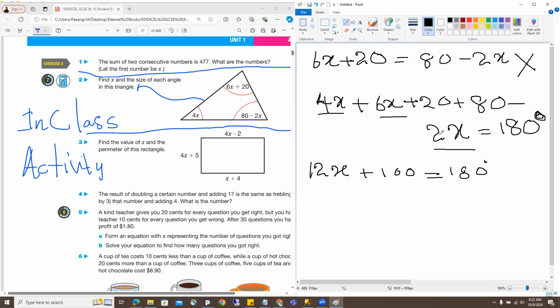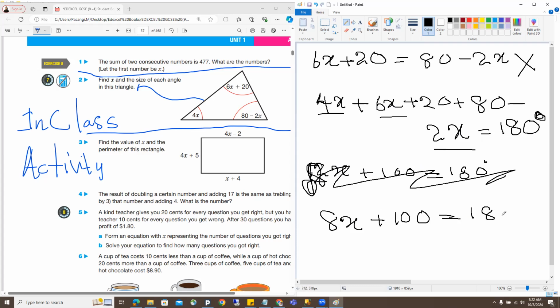12x plus 100. No, it's not 12. 4x plus 6x, that is 10x. 10x minus 2x, that is 8x. See? We have minus here, minus 2x. Did you see? 4x plus 6x is 10x, 10x minus 2x is 8x. 8x plus 100 is equal to 180.